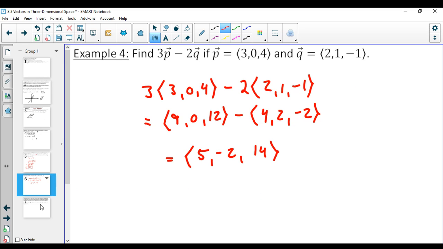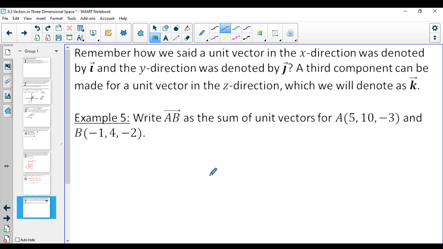All right. We go to this last one. And then remember how we said we did these unit things where we made I an X direction unit and J a Y direction unit. We're going to do that same thing, except we're going to add a third one, and with I, J, K, we're going to make Z equal to a unit vector of K. So write AB as the sum of unit vectors for A is this and B is this. Again, I'm going to write it as a vector.